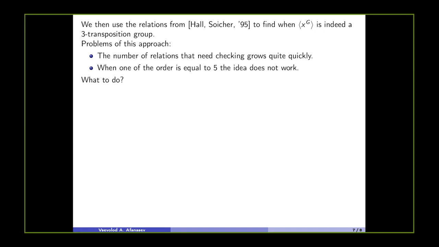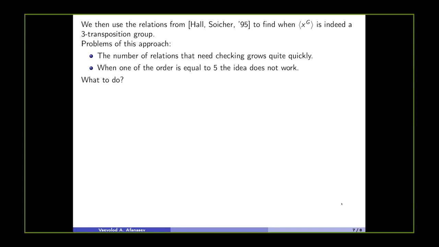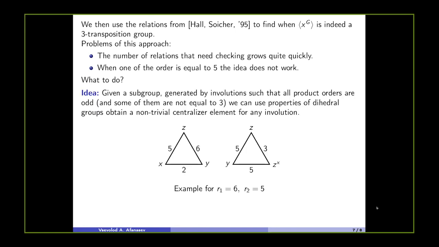But this approach does have a few problems. In particular, the number of relations that we need checking grows quite quickly when we iterate through values of R1 and R2. And secondly, when one of the aforementioned orders, I'll jump to the previous slide, one of these orders has a value equal to 5, the idea basically does not work. So we use some auxiliary ideas in these cases. I'll present one of them.